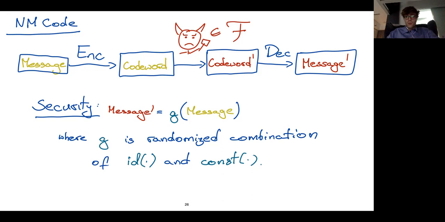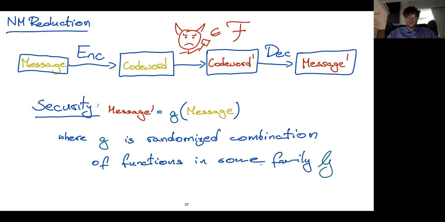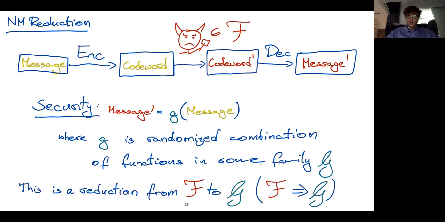Well, we can easily think about a generalization of this notion, and that's exactly non-malleable reduction. So instead of requiring that G is in a trivial class, we require that G is from some family G. This is a reduction from F to G. We denote it with an arrow. G does not have to be a subclass of F. Obviously, we would like to have some non-trivial reductions, so G should be somewhat easier to handle than F.